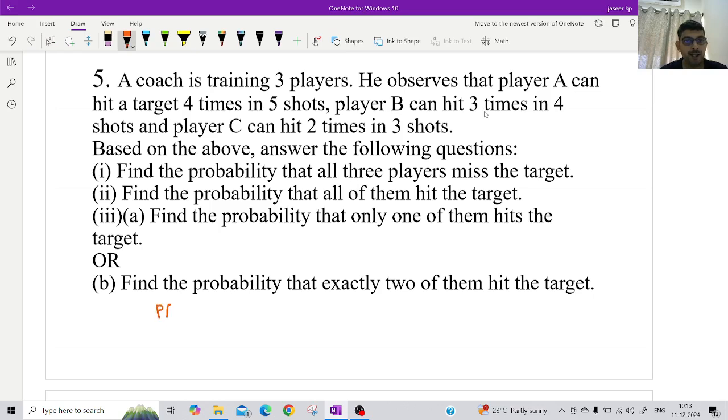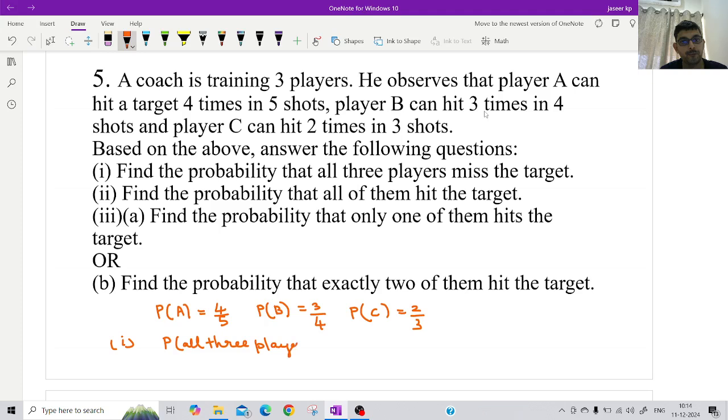Probability of A hitting, that is P of A, is 4 out of 5. Probability of B is 3 out of 4. Probability of C is 2 out of 3. Now the first question is to find the probability that all three players miss the target.